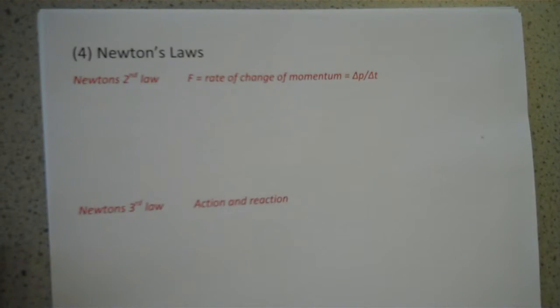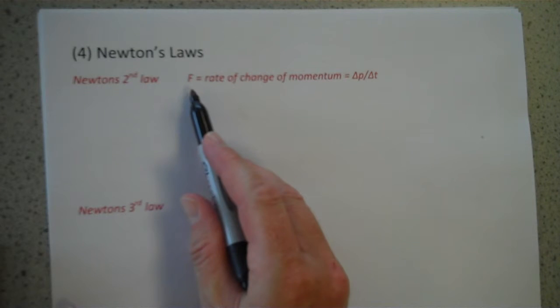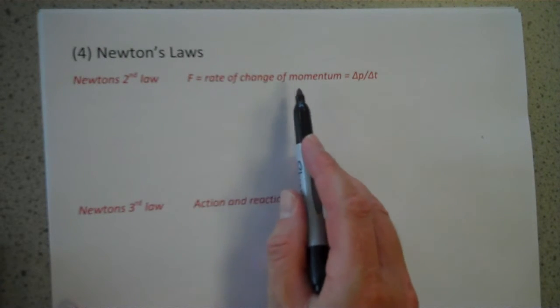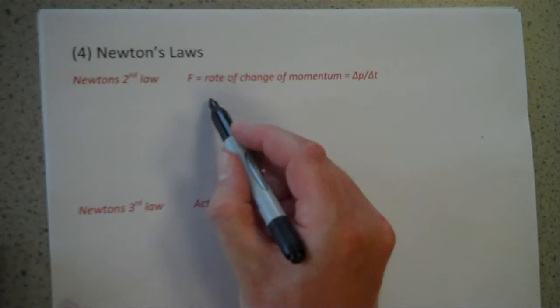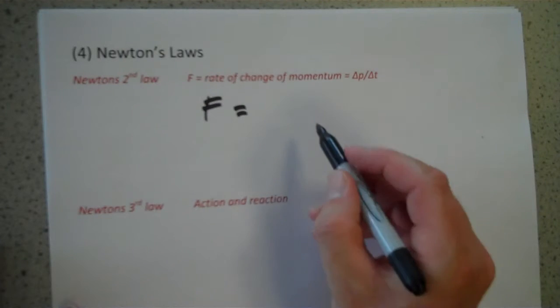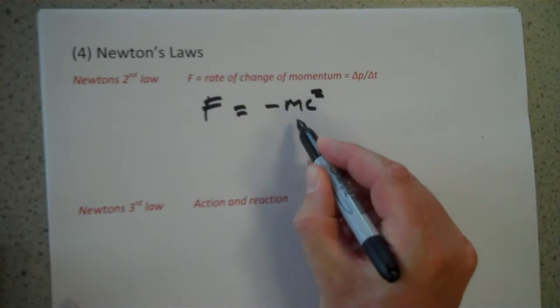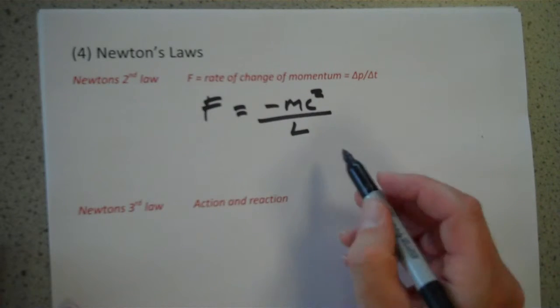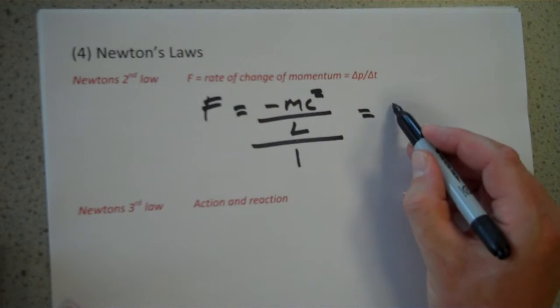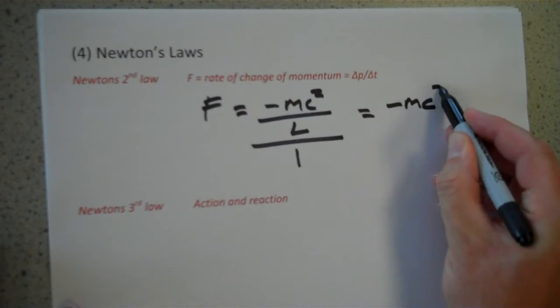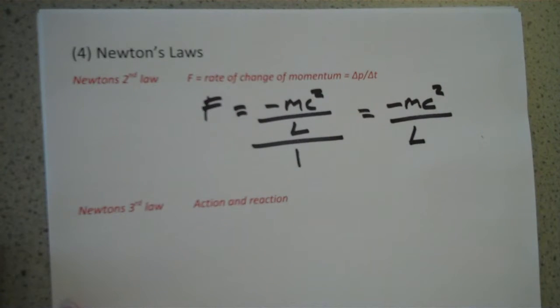So, where do we go from there? We're now into Newton's laws. We've got a change in momentum, and actually the change in momentum per second. Newton's second law says force equals rate of change of momentum, delta P over change in time. We've just worked out the change in momentum: delta P is minus mc squared over L, and the change in time was 1, because we worked out the change in momentum in 1 second. So it just stays the same. The force is minus mc squared over L.